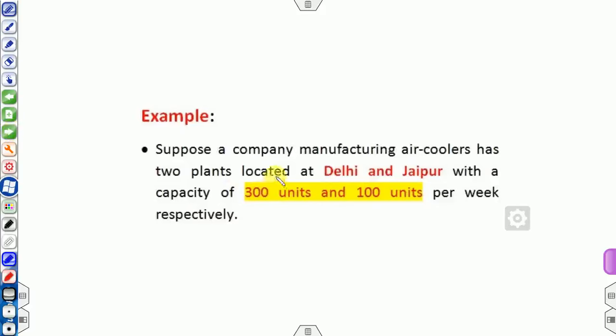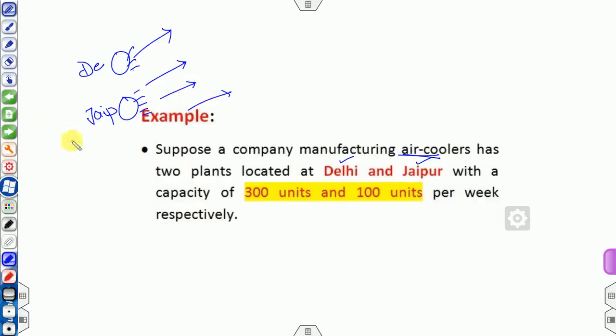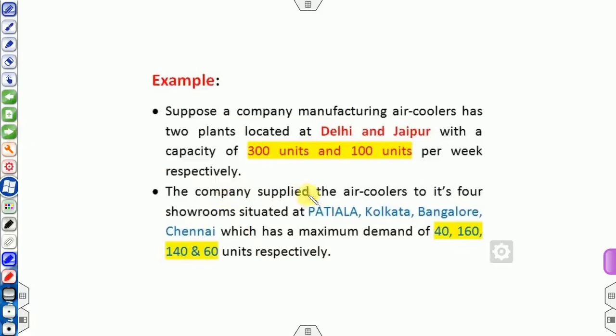Suppose a company manufacturing air coolers has two plants situated at Delhi and Jaipur, with capacities of 300 and 100 units per week. So I have two units, one is Delhi and the second is Jaipur. They manufacture certain products, the air coolers. Once they manufacture them, they will definitely transport the air coolers to different stations. The company supplies the air coolers to its four major showrooms.